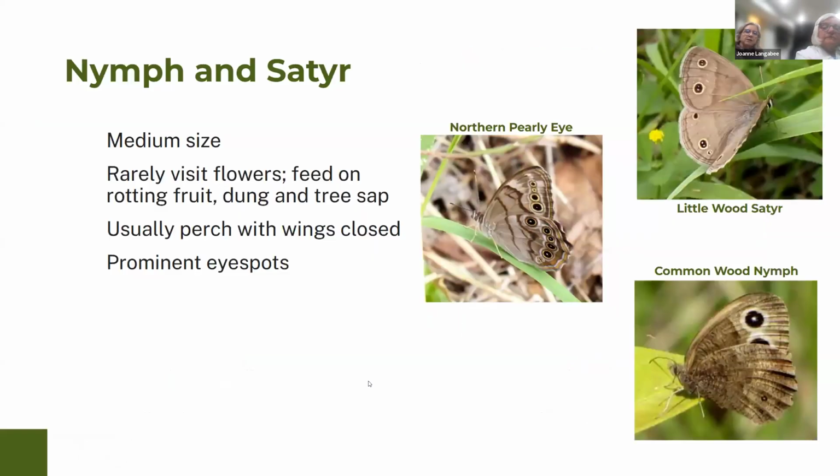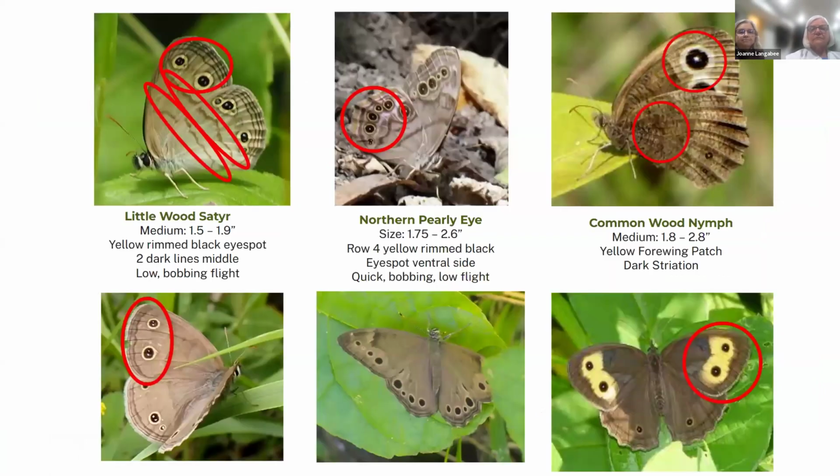The nymph and the satyr are woodland butterflies. You're not likely to see them in an area like Lawrenson. It's going to be more in the woods, and they rarely visit flowers. They feed on rotting fruit, dung, and tree sap. They usually perch with their wings closed, and they all three have prominent eye spots.